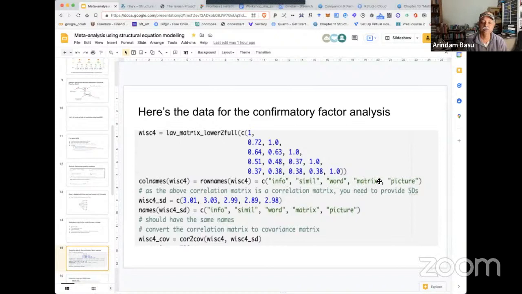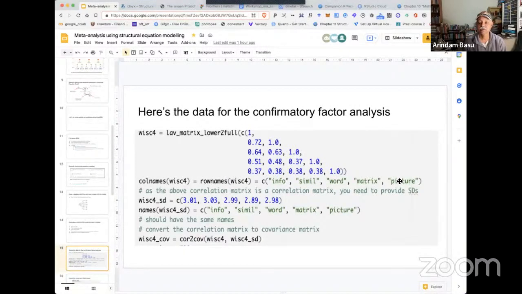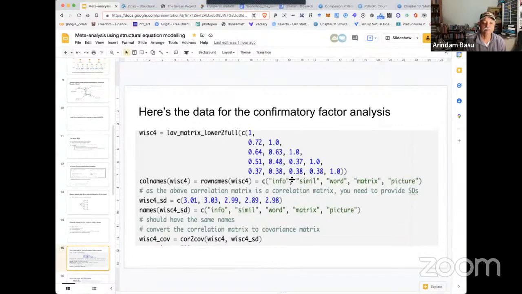The column names and the row names are the same, and these are for similarity, word for word reasoning, matrix for matrix reasoning, picture for picture completions. These were the items that were used in order to infer the general intelligence. Because this is a correlation matrix, and I want to work with a covariance matrix because that's what structural equation modeling prefers to use, we have to provide standard deviations. These are the list of standard deviations of these variables. Again, we need to provide the names, same as these ones. And then I can convert the correlation matrix into a covariance matrix using the cor2cov function.